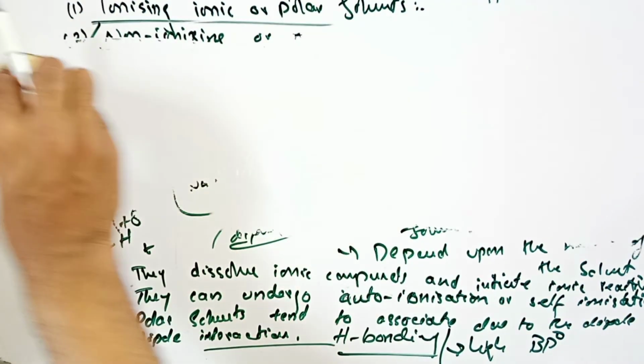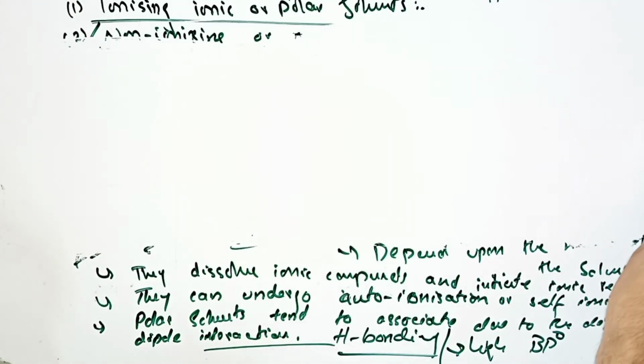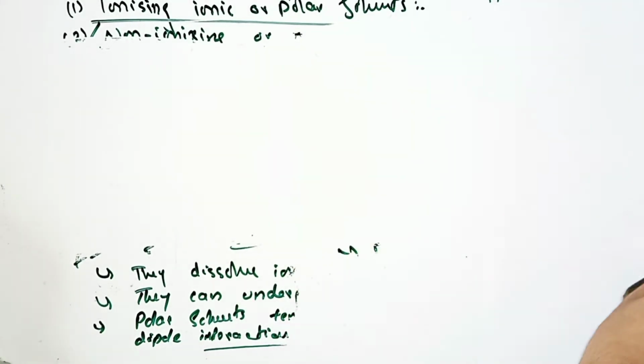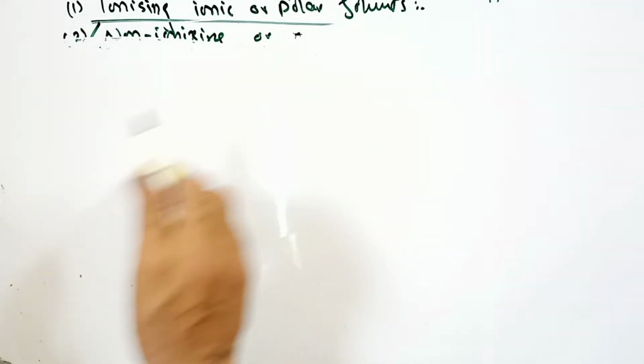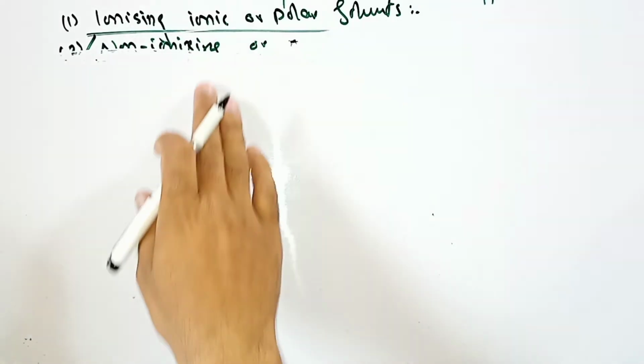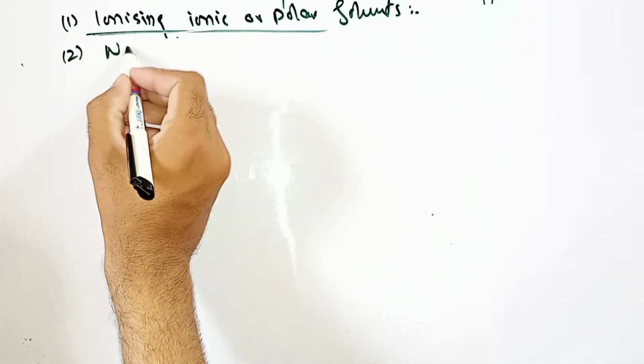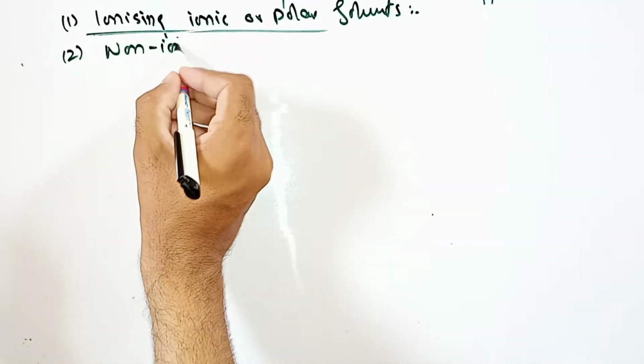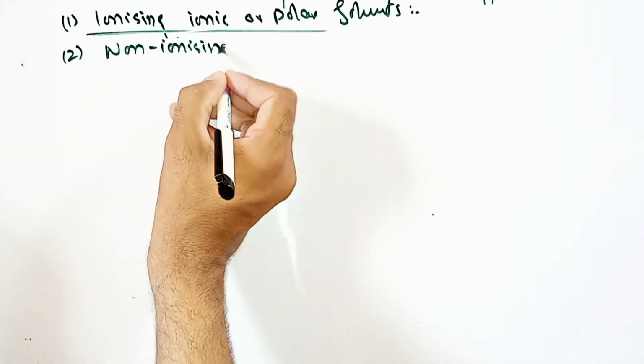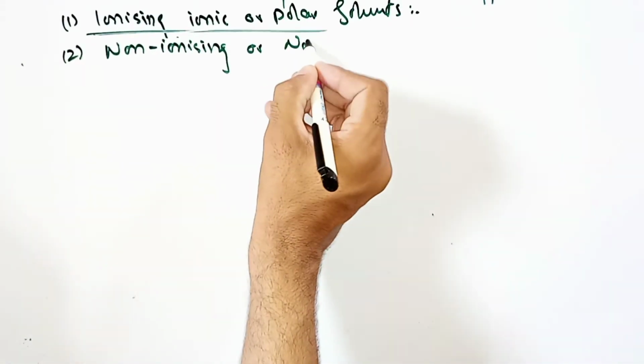Now I will explain another type of this classification, that is, non-ionizing or non-polar solvents. That is the second classification: non-ionizing or non-polar solvents.